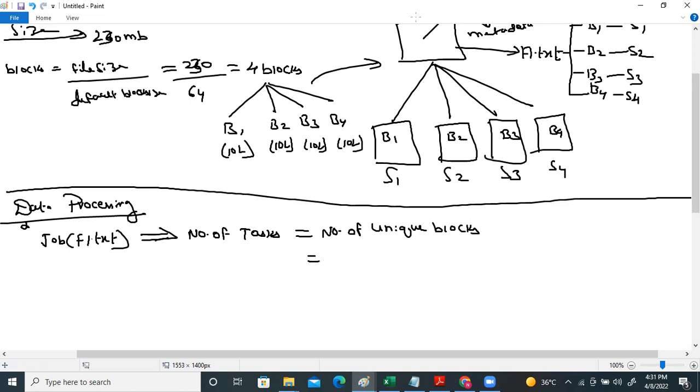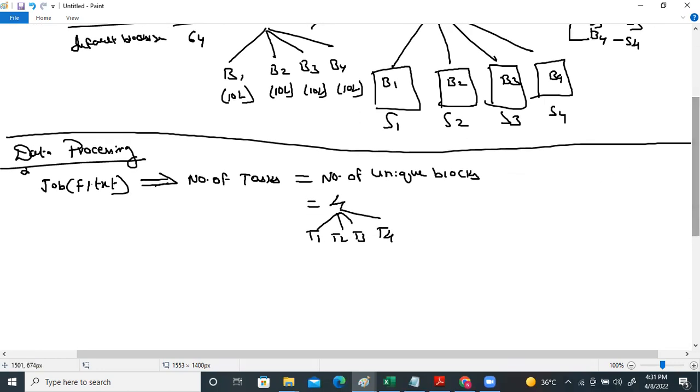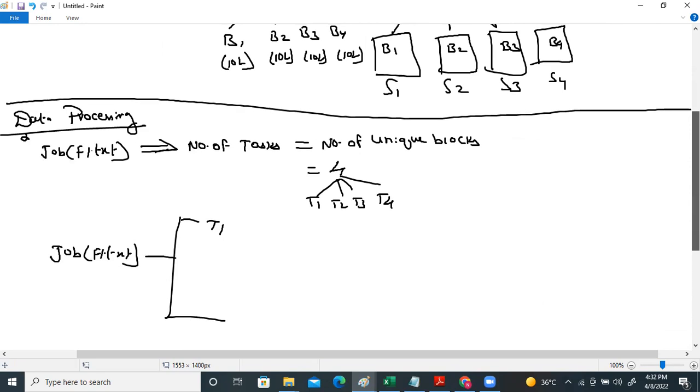You will come to know in the coming examples why I'm saying the word unique. Four blocks means four tasks: T1, T2, T3, T4. Four tasks because four blocks, right? So your job divides f1.txt into four tasks: T1, T2, T3, T4.